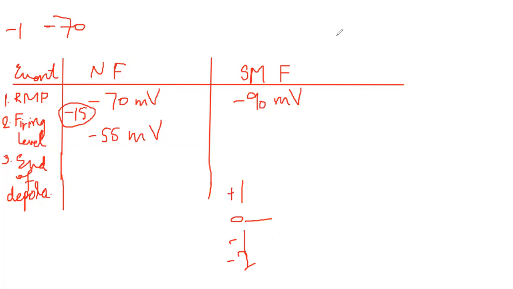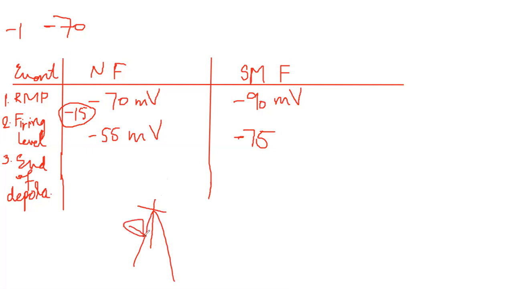Okay, and I will explain you the action when I draw the action potential. You will actually understand, not now. Then if I talk about the skeletal muscle fiber, the firing level, you again have to subtract 15. Okay, so it will become minus 75. So now it's easy. Okay, and there is a point where the depolarization has to end and repolarization has to begin. So that particular point is called end of depolarization, and this is plus 35 millivolt. Okay, plus 35 millivolt. And in the case of skeletal muscle fiber, it is plus 55 millivolt.